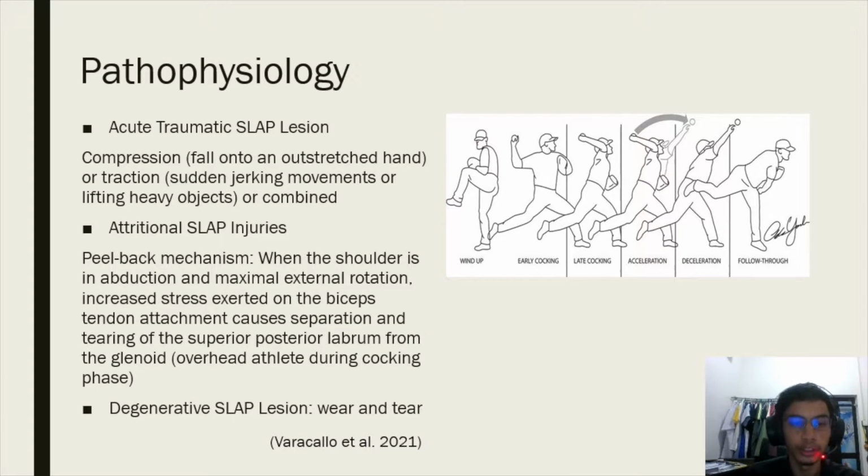When the shoulder is in abduction and maximal external rotation, increased stress exerted on the biceps tendon attachment causes separation and tearing of the superior posterior labrum from the glenoid. This usually occurs in the overhead athlete during the cocking phase. And finally, there is the degenerative SLAP lesion due to wear and tear.